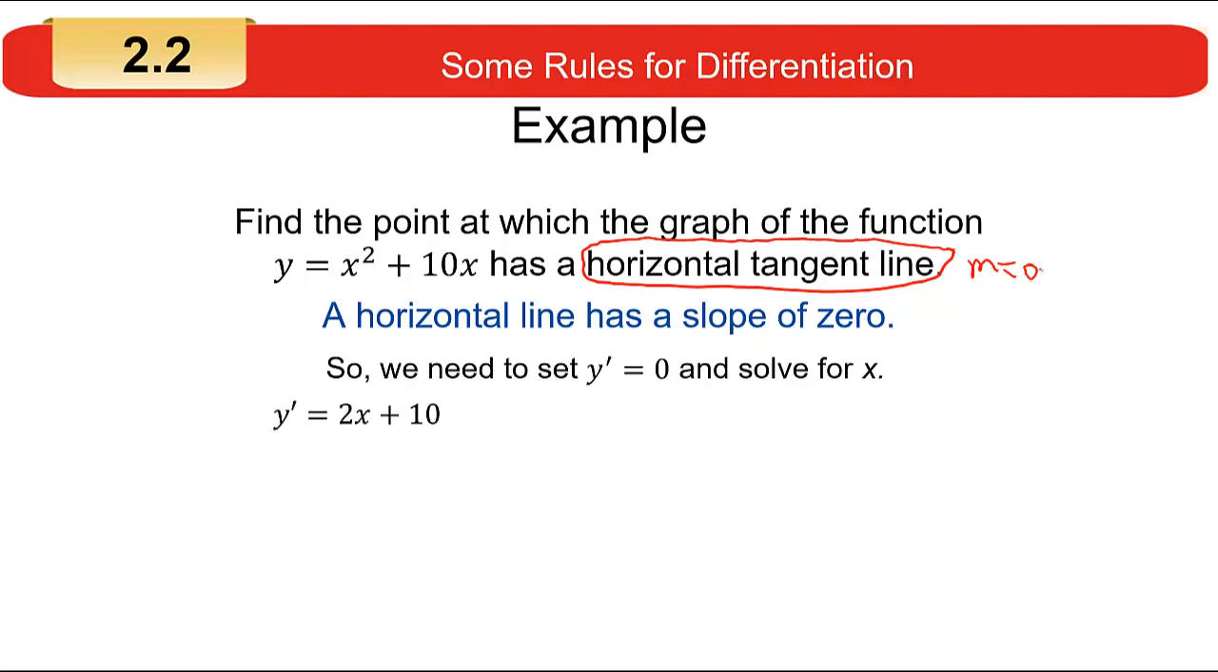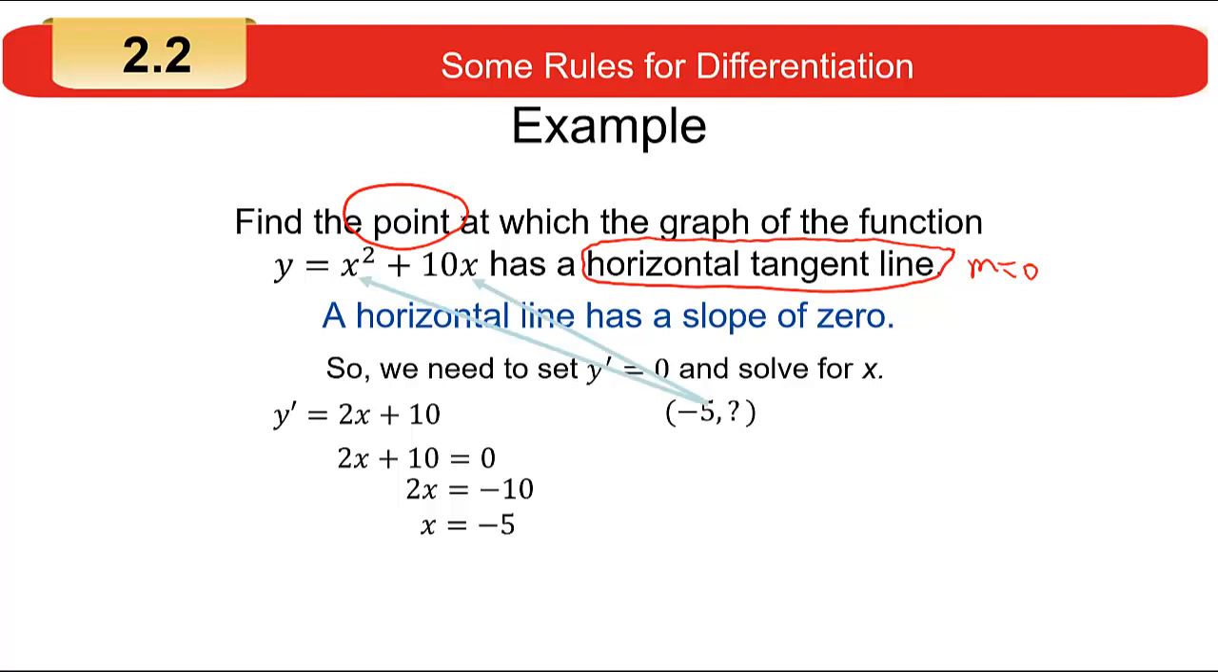So take the derivative, easily done by the power rule, 2x plus 10, and set it equal to 0. Solve for x and you'll find out that x is equal to minus 5. Now they asked for the point. Well, the point has an x-coordinate and a y-coordinate, so once you get the x-coordinate, you still have to find the y-coordinate. How do you do that? You plug the minus 5 back into the original function for y and find out what y is.